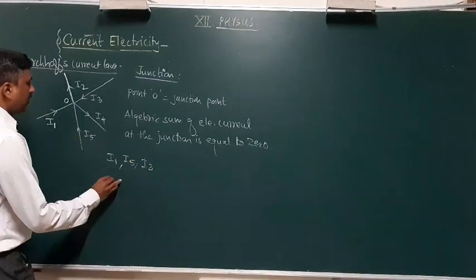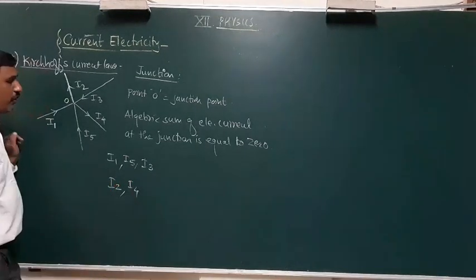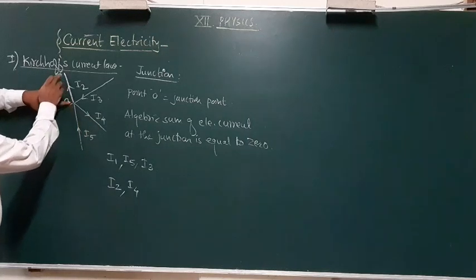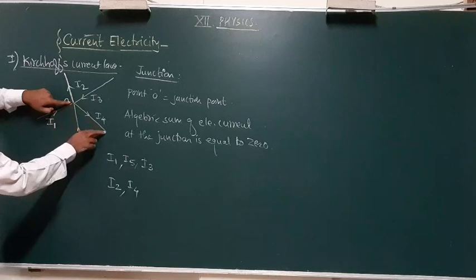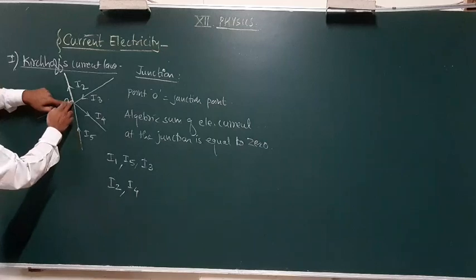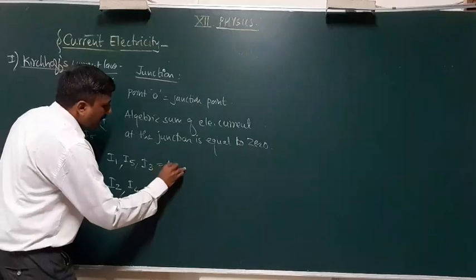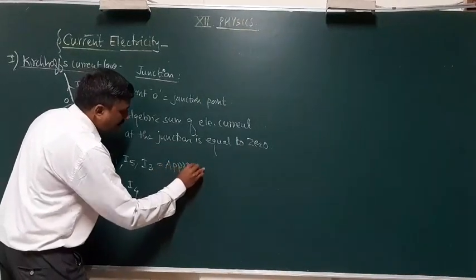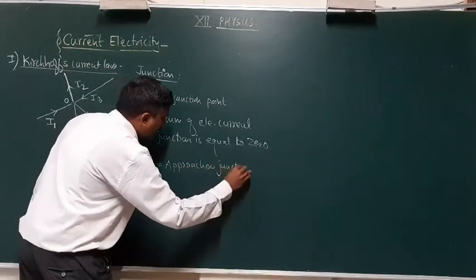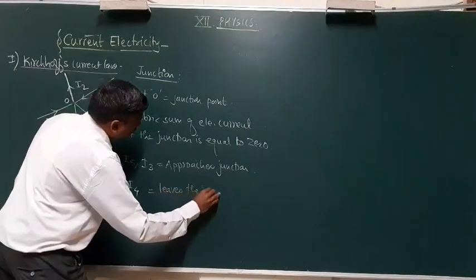Now, the current I1, current I5, current I3, then the current I2 and I4. If you observe the direction of I2 and I4, I2 is away from the junction point, I4 is also away from the junction point. I3 approaches the junction point, I5 approaches the junction point, I1 approaches the junction point. So I am writing here, these approach the junction, and these leave the junction.